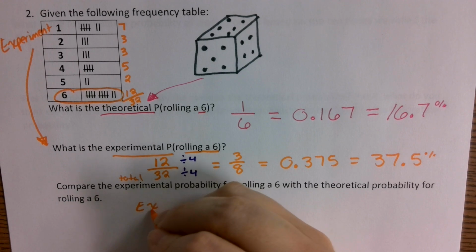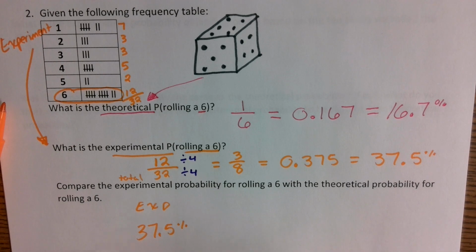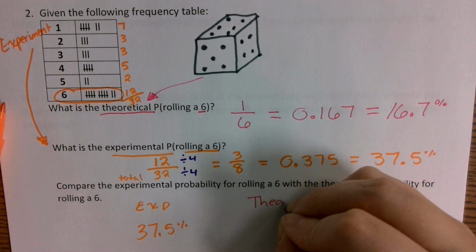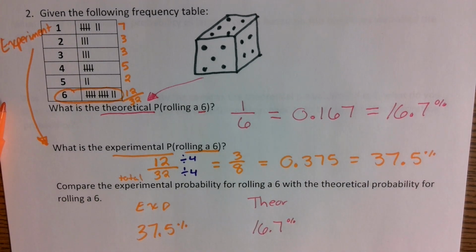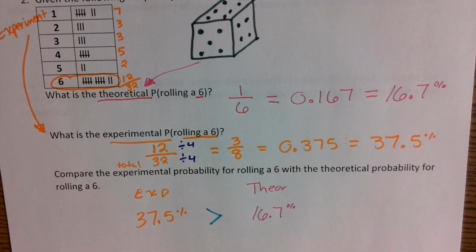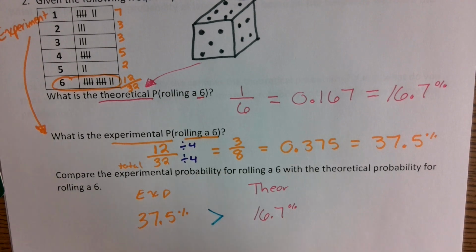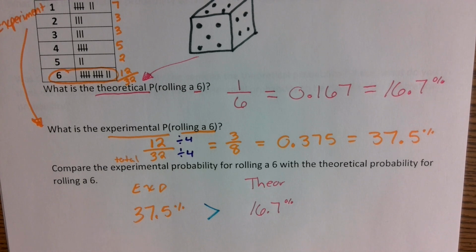We're comparing our experimental probability of 37.5% to our theoretical probability of 16.7%. Which one's bigger? The experimental. Experimental happens to be bigger. Okay, now there's a reason as to why you're very rarely going to see them being the same. Very rarely are you going to see them being equal to each other. Experimental is usually going to be either greater or less than your theoretical, and it's because we're not performing enough of the experiment. Let me go ahead and talk to you about that in just a second.